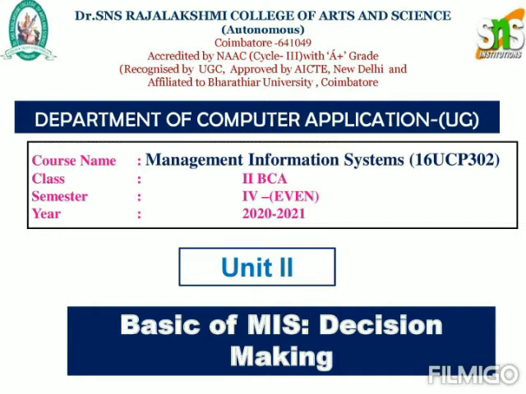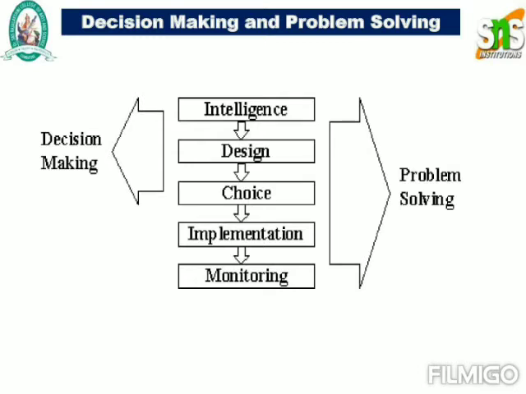Today we'll discuss the basics of information management, in that how to make a decision in a management information system. So, decision making and problem solving. Here, decision making and problem solving involve the following steps. It has been shown in the diagrammatic representation.